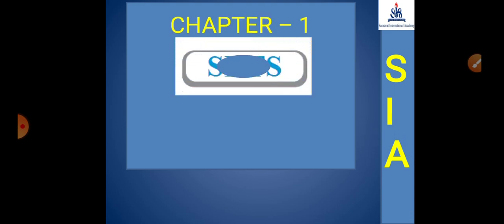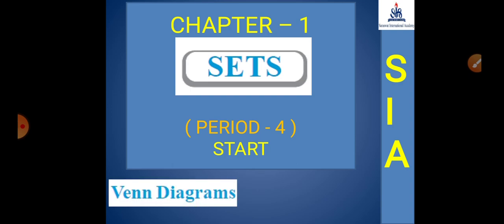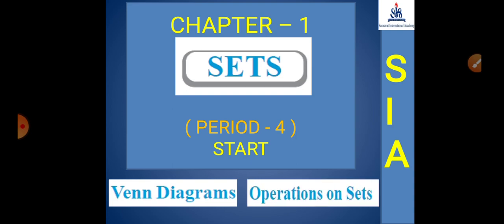Today, I explain our chapter 1, set theory, part 4. Yes, students, in part 4, I explain to you today Venn diagrams and operations on sets. Yes, Venn diagrams and operations on sets. So, let's start.